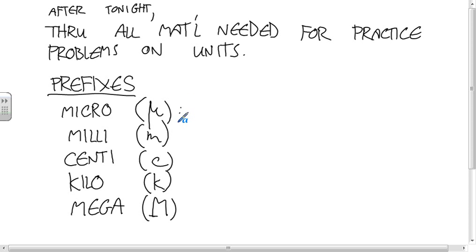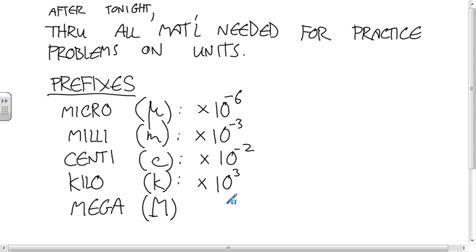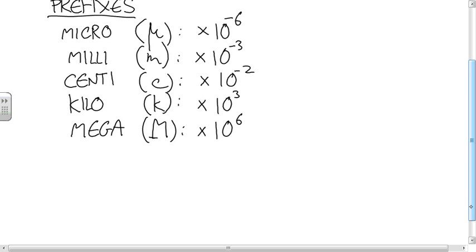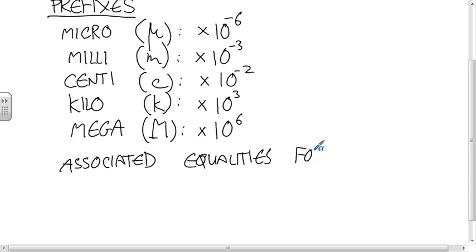You can think of these prefixes as actually just meaning a number. You can always just replace the prefix with a number. So for micro, anytime you see this micro symbol, just replace that with times 10 to the minus 6. Milli is times 10 to the minus 3. Centi is times 10 to the minus 2. Kilo is times 10 to the positive third, and mega is times 10 to the positive 6. And you can come up with the associated equalities that you can use in unit conversions.